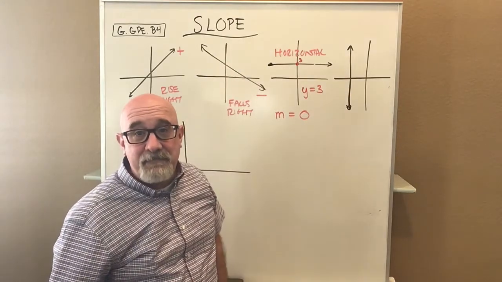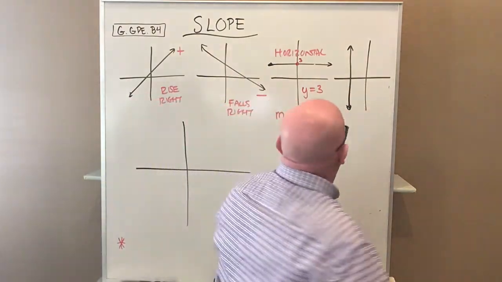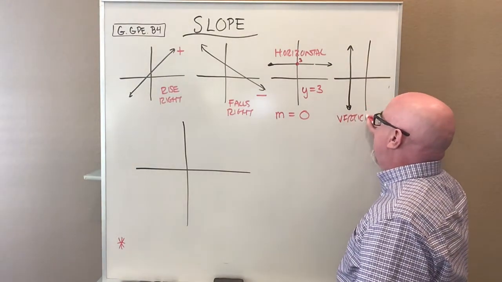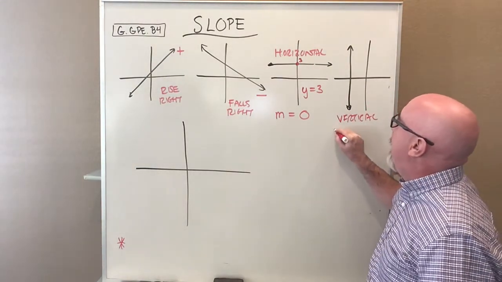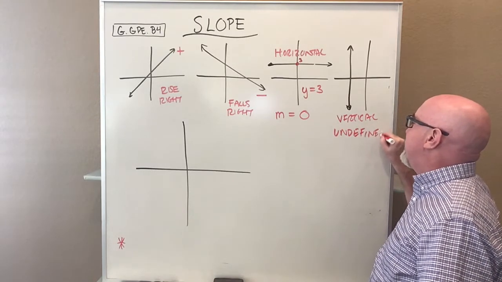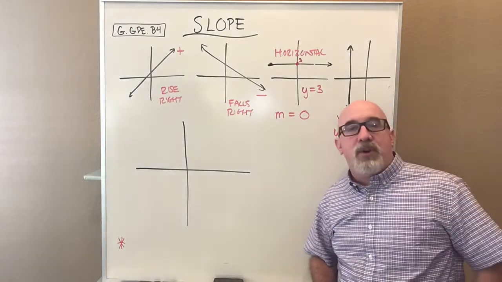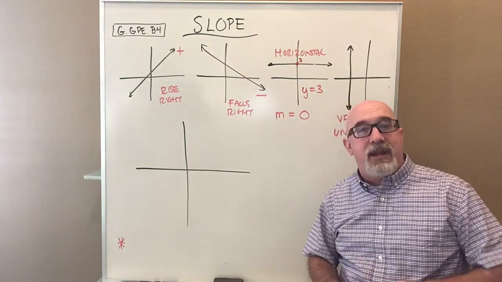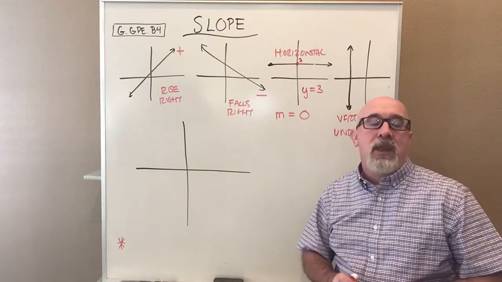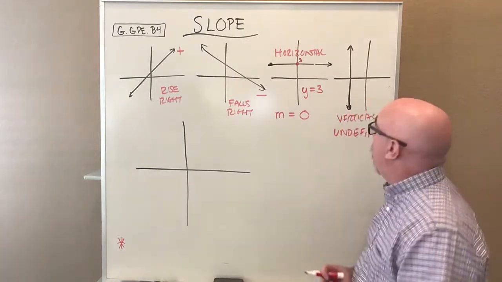A graph that is vertical, so this is a vertical graph, its slope is what we call undefined. Part of what's happening there is that you are dividing by 0 in a rise over run environment because the run is 0. And so it is an undefined slope.